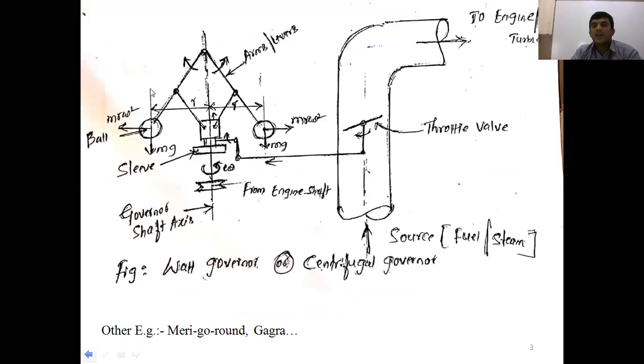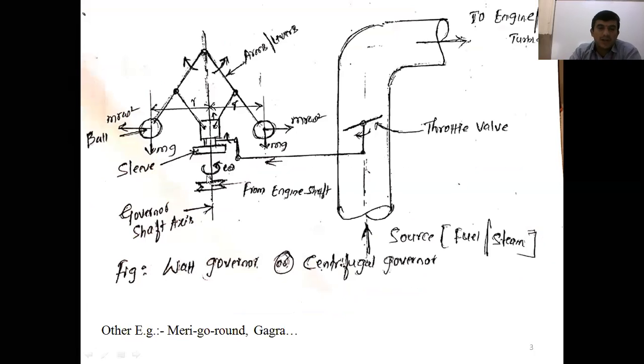Next, we will see how the governor is constructed and its working principle. Now, this is one type of governor, the Watt governor. Watt invented the first type of governor; the scientist's name is Watt. Right now, the PPT is visible. The second slide is visible. Yes, sir.